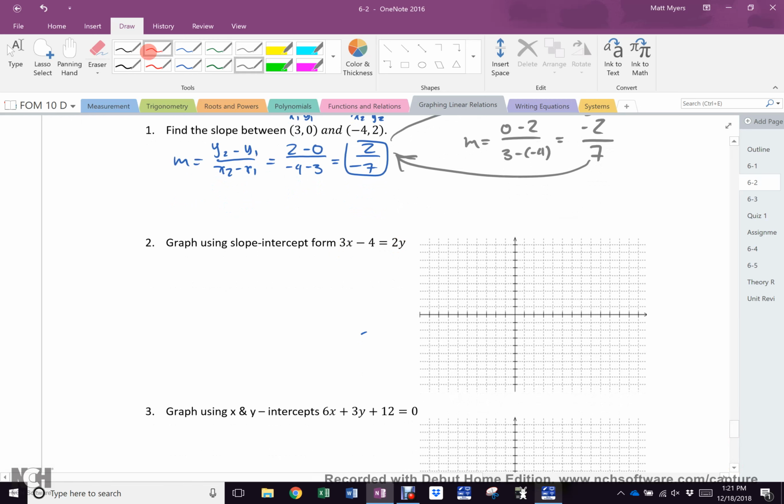Is 2 points enough to graph a line? No, you need 3. So you could either continue up 1, 2, 3 and over 1, 2, or you could have gone back to here and gone down 1, 2, 3 and left 1, 2. Whatever way you did it, you would have gotten a nice straight line.